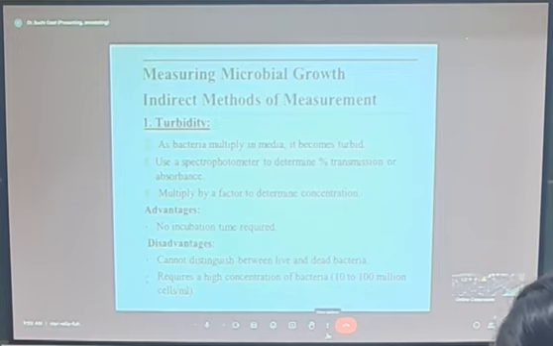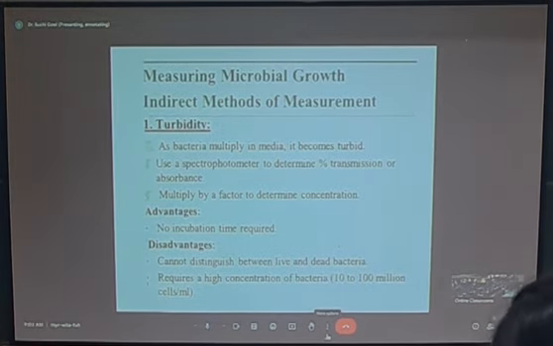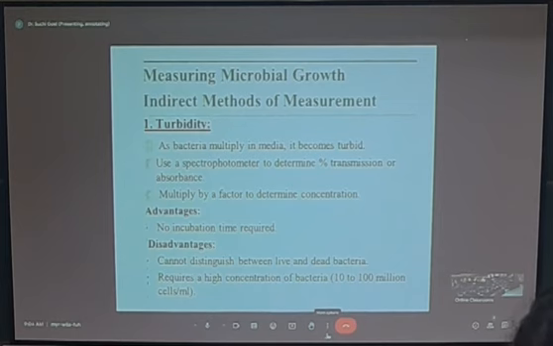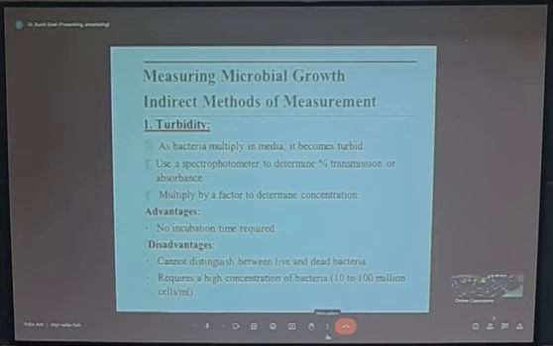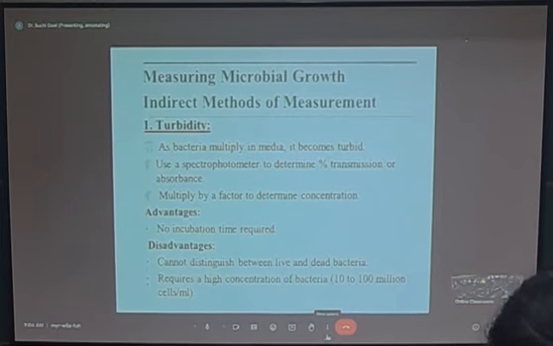They will not go away from the media. So when you take turbidity, you cannot distinguish between live and dead bacteria. But when you are monitoring the growth from the initial inoculation of your culture, initially only live bacteria will grow, so your turbidity will be from the live bacteria. But as soon as the OD gets very high, you cannot distinguish between live and dead bacteria. Again, it requires a high concentration, which is 10 to 100 million cells per ml.